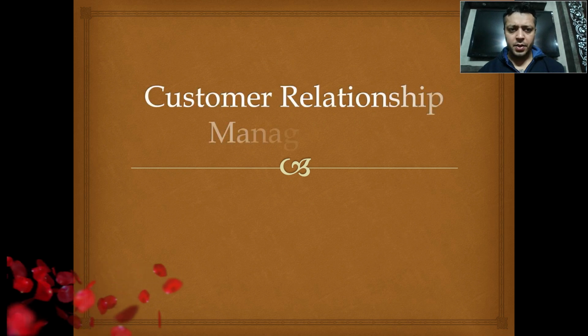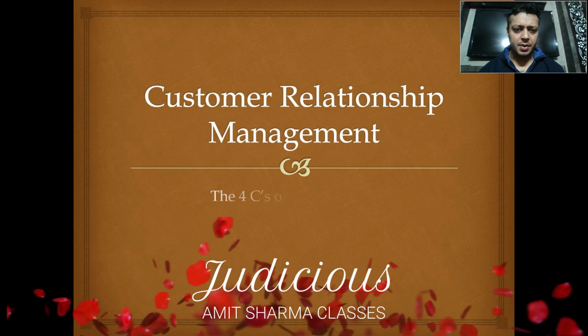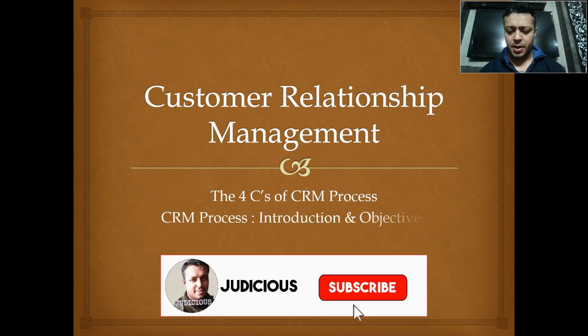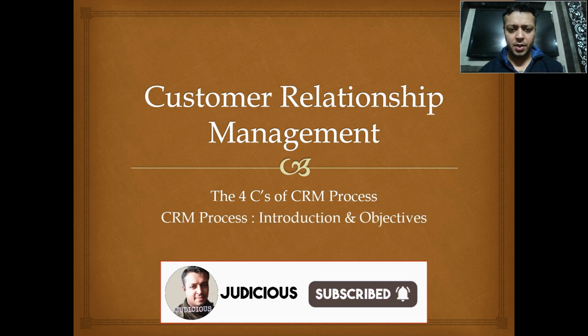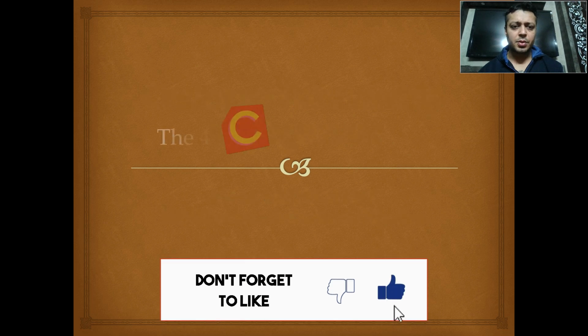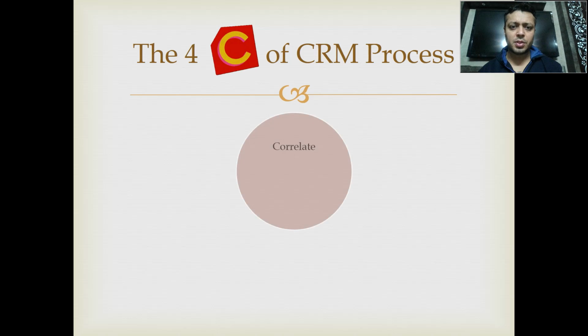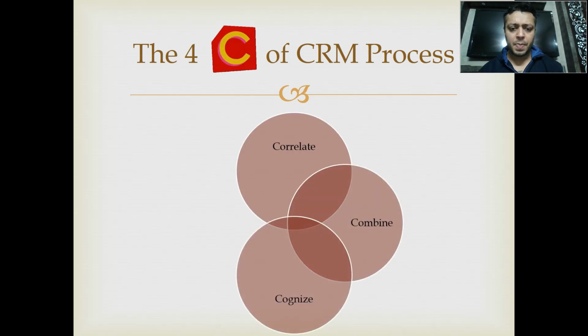Guys, welcome back. Today we'll talk about customer relationship management, the four C's of the CRM process, and the introduction and objectives of CRM process. So first we'll talk about the four C's of a CRM process. So one is correlate, then we have combine, cognize, and connect.